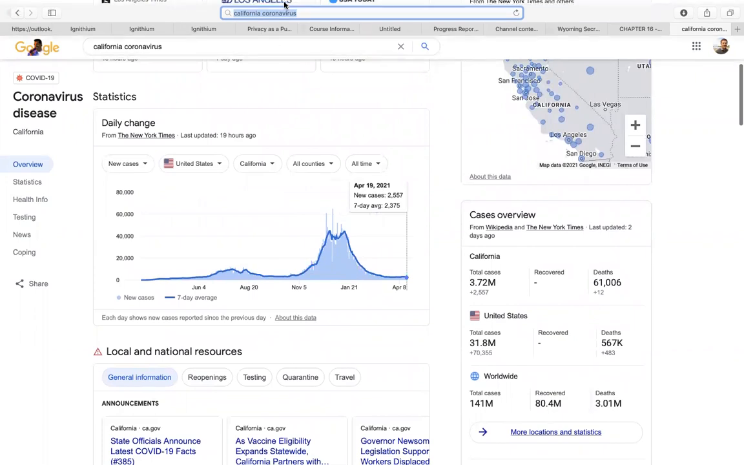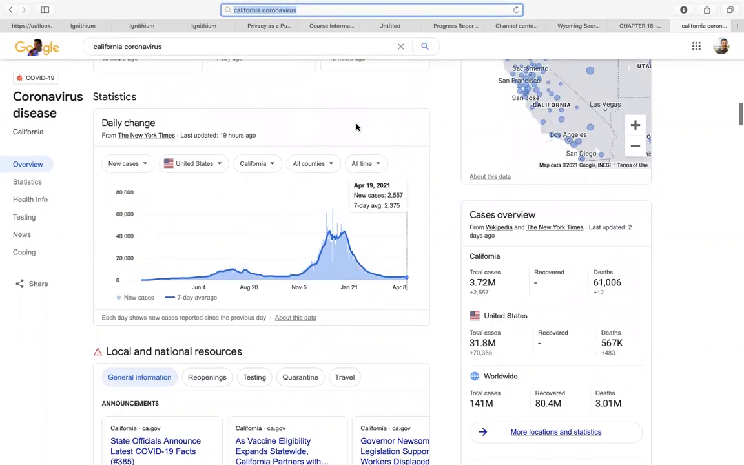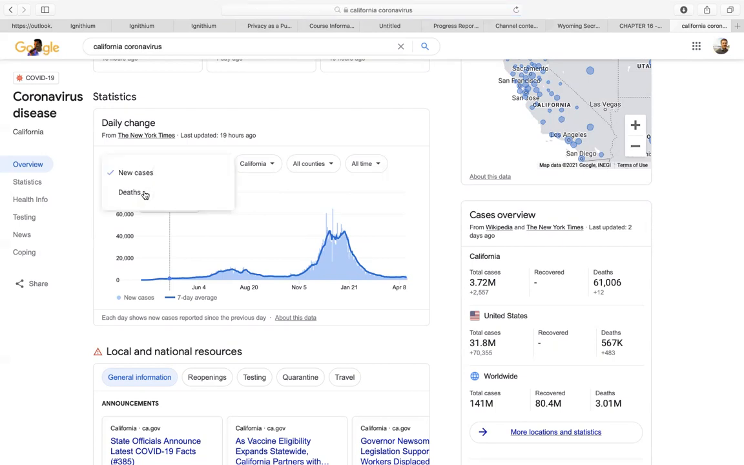Hold on a minute. Can you guys see my screen for California coronavirus cases right now? Okay, so this is Google. This is April 19th, that's the last data point, 2,557 new cases. Now you can see it goes up, there's the wave, and then it kind of flattens out, but it's not going down dramatically. But look at the deaths.